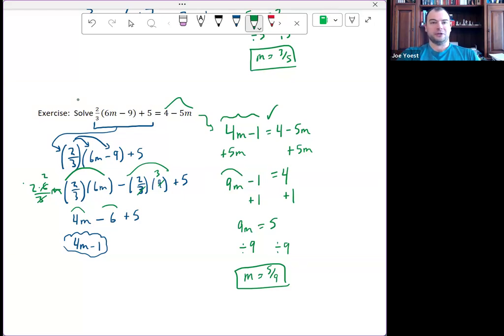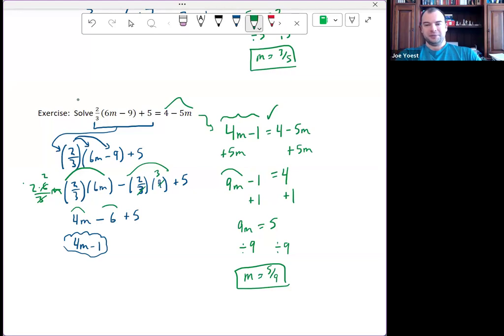You can tell I'm going a little more quickly now. We've gone through several of these examples, and this is kind of our second day dealing with solving equations. So I am picking up the pace a little bit. But if you have questions, stop me and I'm happy to answer.